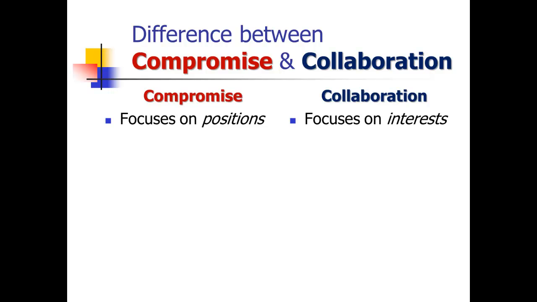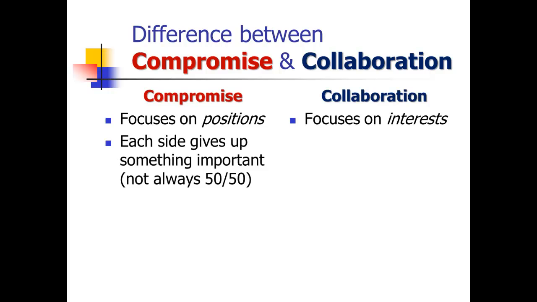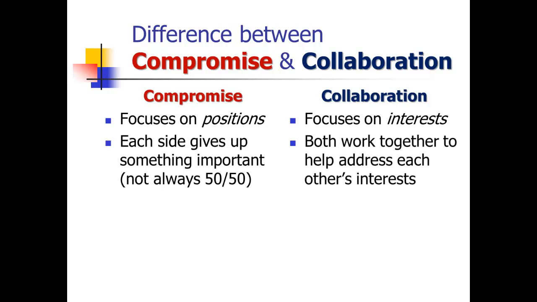Rather than focusing on the solution, you start by focusing on needs and goals, and then try to figure out a way that you can meet the needs and goals with maybe a completely different solution. In compromise, each side gives up something important. That's why we sometimes call it lose-lose, or if you say lose-win, win-lose, it's because I gave up something important to me this time, now it's time for you to give up something. And it's not always a 50-50. You might give up more than I give up, but the fact that both of us give up something would mean it's compromise. In collaboration, you're working together to help address each other's interests.